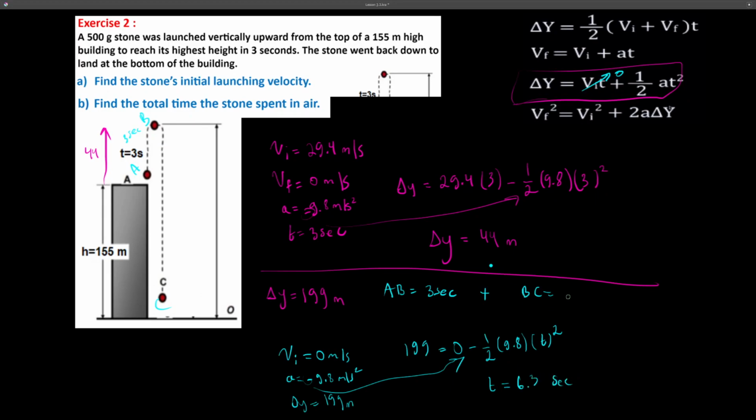Now, all you have to do is add the total. Remember, it's asking for the total time spent during the entire journey, so you're going to have to add it. It's going to be 9.3 seconds. And that is your answer.